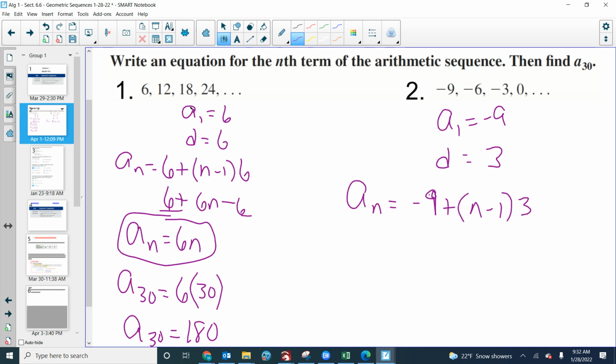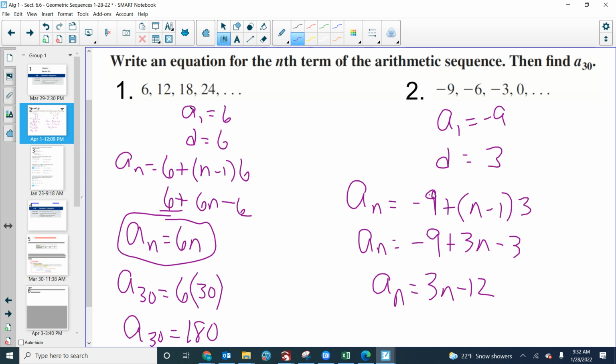Mary, distribute the 3 for me. 3n and, okay, what do I write? Plus 3n minus 3. Okay, combine the like terms. What do you got? A sub n equals 3n minus 12. Good.